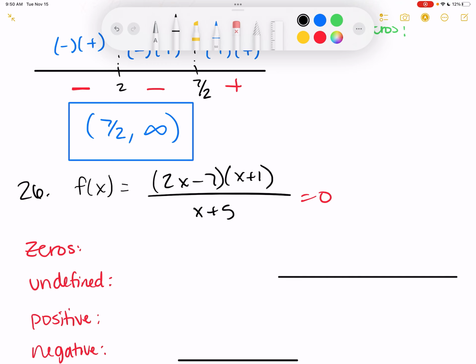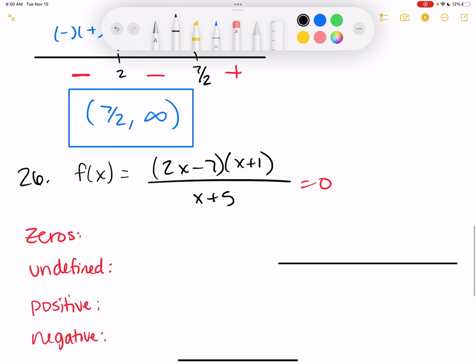All right, so where would this be undefined? On the bottom. When the bottom equals 0, so when x equals what? It's undefined. So if x equals -5, it's undefined. Yeah, I knew what you meant.